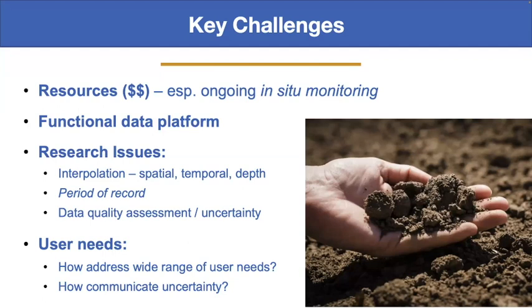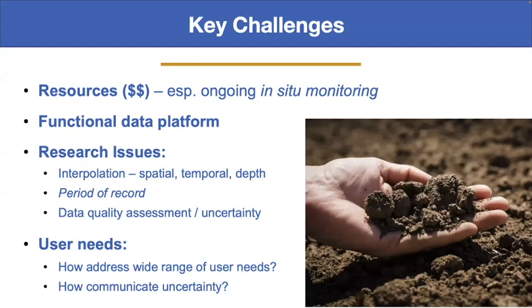Some of the research issues: we've made a lot of progress. I know Quiring and Ford have done some really good work on interpolation, others of you as well. But it seems to me we could do more. There could be more ideas, better ideas. We've had a little bit of that conversation already today. Spatial, temporal, depth: how do we handle the complexity of soil moisture information to make it meaningful? Period of record, I italicized that because it's something we think about a lot at NIDIS, because we're so much in the climatology space, and we know we have to understand those extremes and how often they occur. But we still need that data.